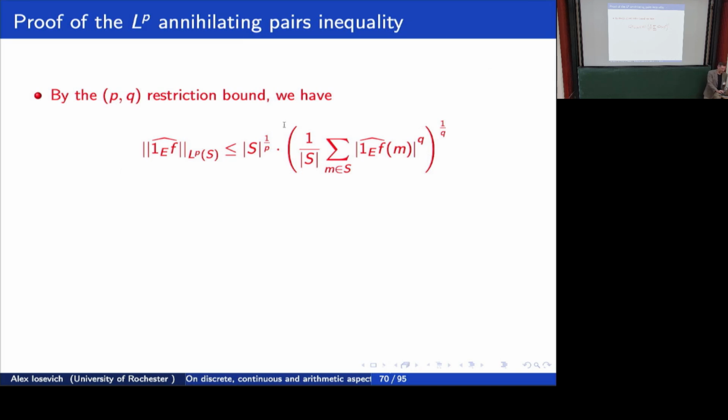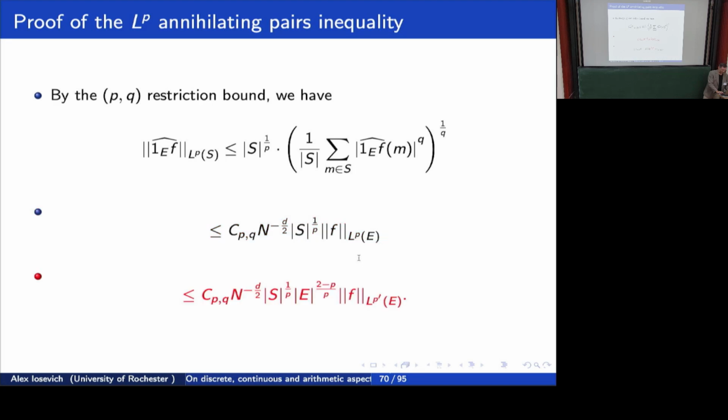So you take the PQ restriction bound. So you bound the LP norm of 1E F hat. Once again, we force F onto E by the size of S to the 1 over P times the weighted LQ norm of the restriction operator. Okay? So we are assuming the restriction bound. So we bound it by CPQ n to the minus D over 2, the size of S to the 1 over P, times the LP norm of F.